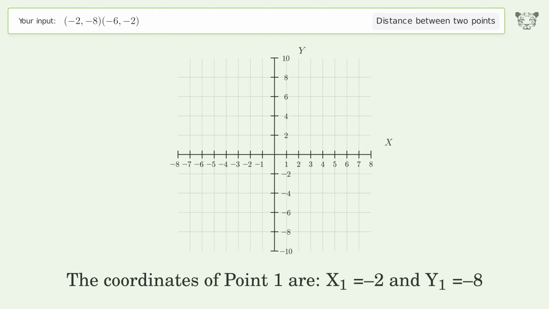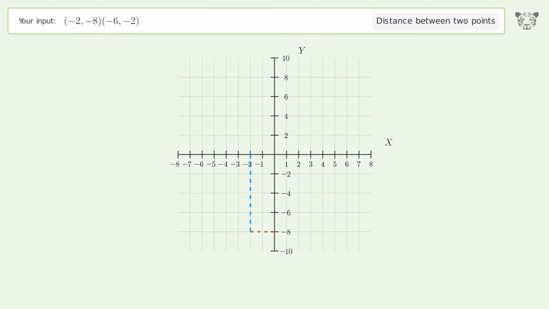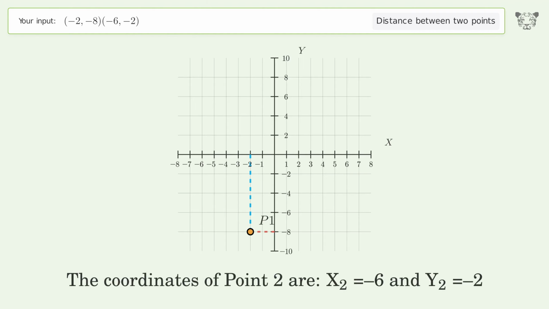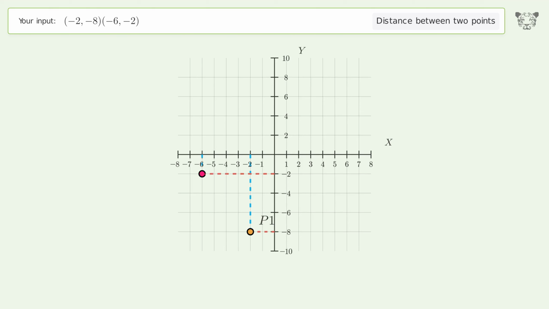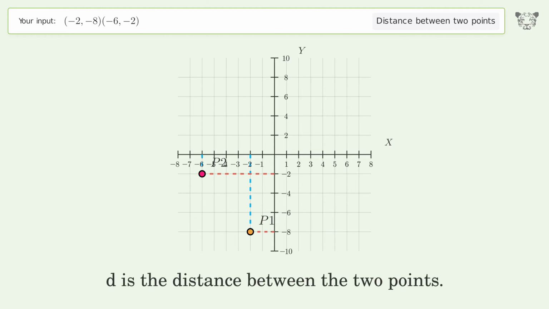The coordinates of point 1 are, x1 equals -2 and y1 equals -8. The coordinates of point 2 are, x2 equals -6 and y2 equals -2. D is the distance between the 2 points.